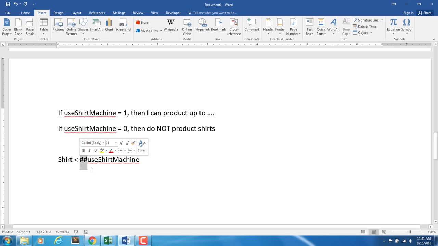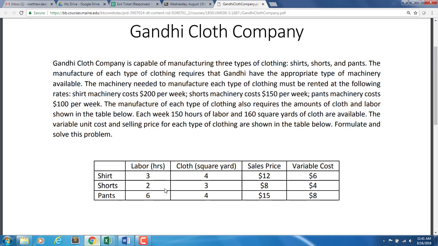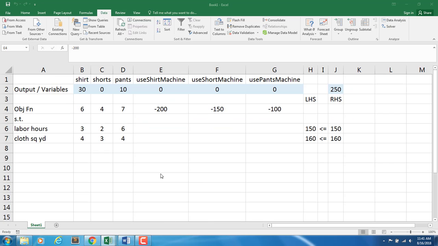In the other example, it was pretty straightforward, right? We said you can only make so many things. This time it's not. So let's go back and look at the problem description. It's probably easier to look at it on the spreadsheet. One way to look at this is, if I produce shirts and only shirts, what is the most I would ever be able to produce? In labor hours, I would take the 150 divided by 3, 50, right? It's the most, right?